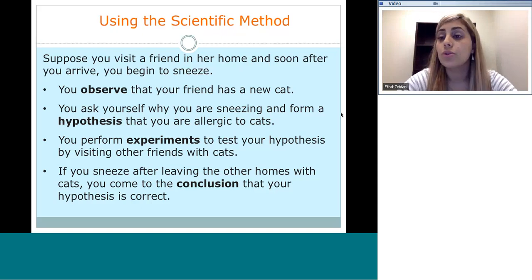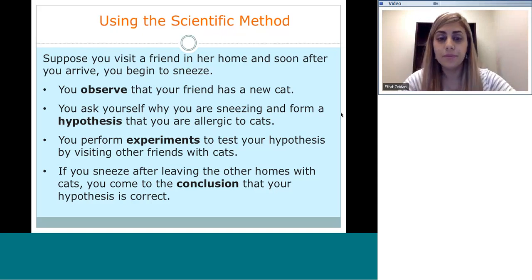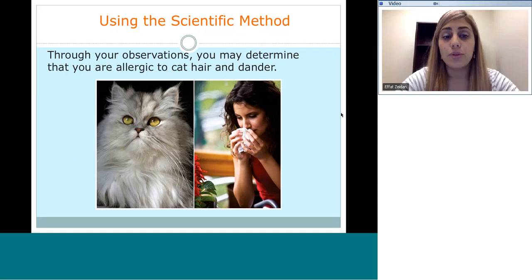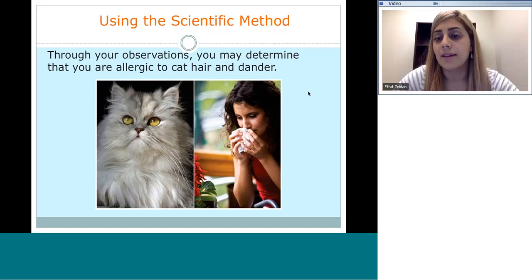If you go to another house that does have cats, but when you're around the cat, you don't sneeze, then your hypothesis is wrong, because either you are allergic or not. So through your observations, you may determine that you are allergic to cat hair and dander, or you might not.